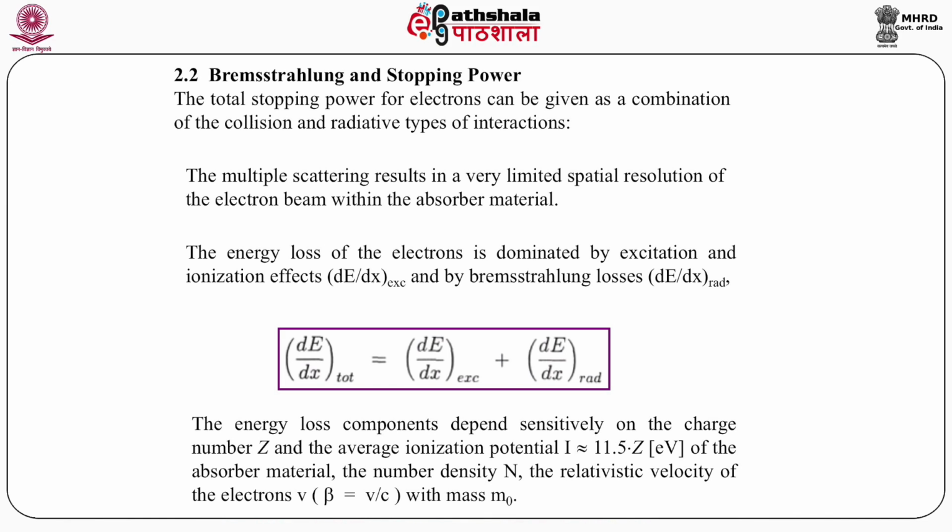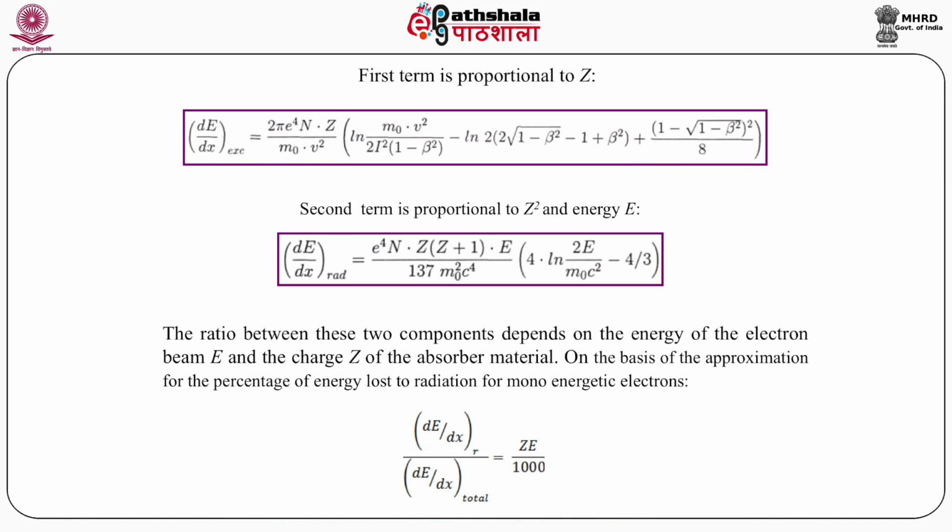So, the total stopping power dE by dx total is the sum of dE by dx excitation plus dE by dx radiative. The energy loss components depend sensitively on the charge number Z and the average ionization potential I, which is equal to 11.5 times Z electron volts of the absorber material. The number density n, and the relativistic velocity of the electrons v with mass m0. The dE by dx excitation is given by this expression.